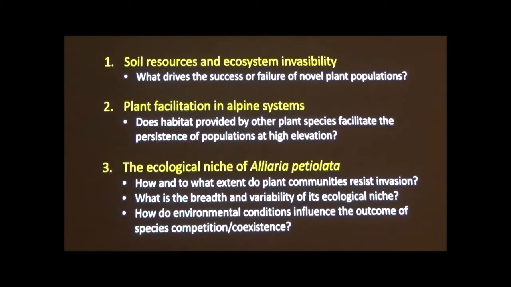So one has to do with the ability of existing plant communities to resist invasion, and how that is mapped onto resources and the niche of garlic mustard. And then, what is the breadth and variability of garlic mustard's niche in its invasive range? And then, how do environmental conditions influence the outcome of species competition and coexistence? So this is a larger question being addressed with a specific system here.